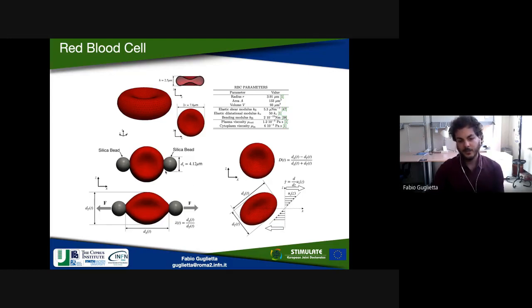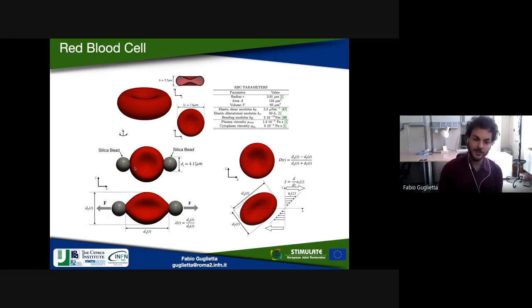On the left, you can see the stretching experiment. On the right, the shear experiment. So what we did is try to force the membrane in two different ways, just to see if there is a dependency on the kind of mechanical load. So on the left, as I said, there is the stretching experiment, where here you can see the two silica beads that are used to stretch the red blood cell.